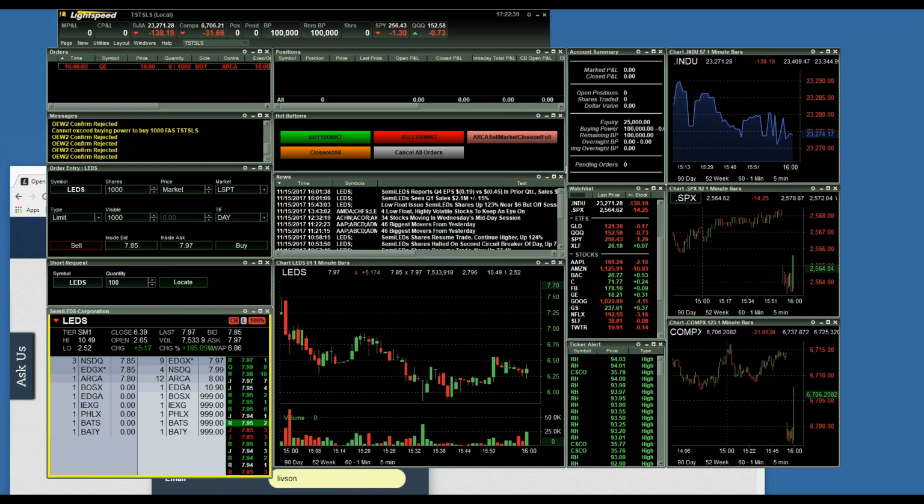Someone asks for the 4 times calculation one more time. Essentially, you can see my equity is 25,000, my buying power is 100,000. So buy-ins are not that common. It varies on the symbol and how active that symbol is and what float is out there. We don't see it very often, but it certainly does occur from time to time. So I don't really have a answer for that.